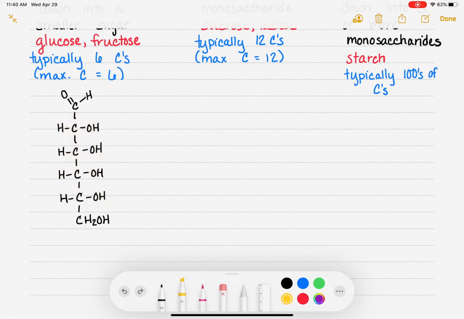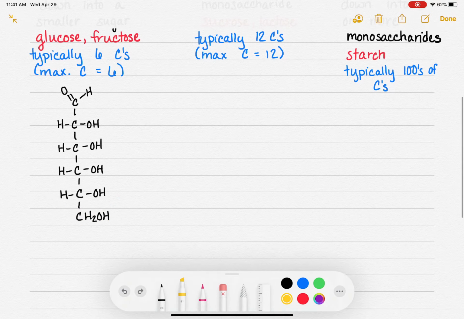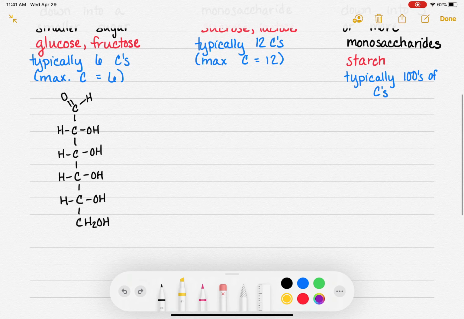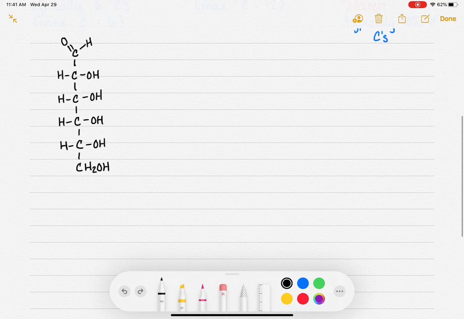And then also it's very standard for the very bottom of this chain for us to just condense it up, CH2OH, and not show the bonds in that case. So this would be a typical representation of a monosaccharide. Another typical representation of a monosaccharide is to draw it as a ring.